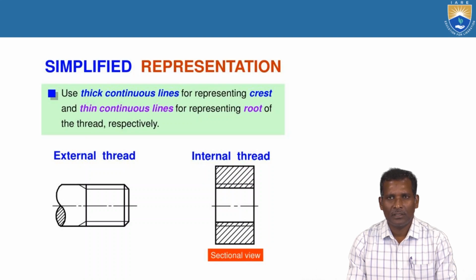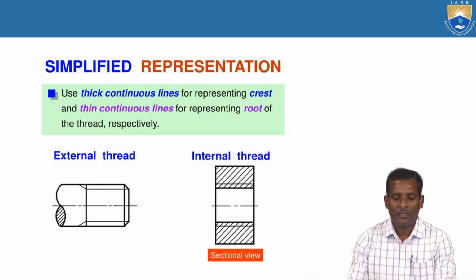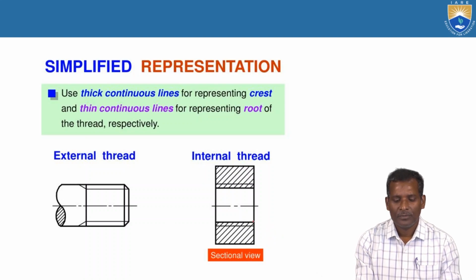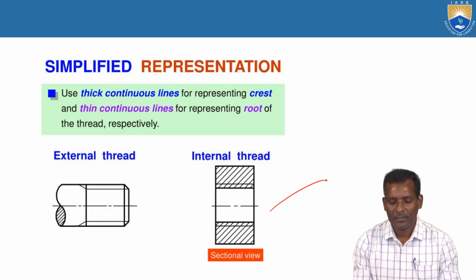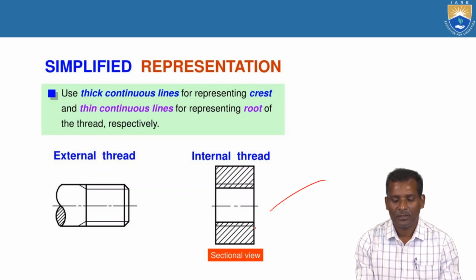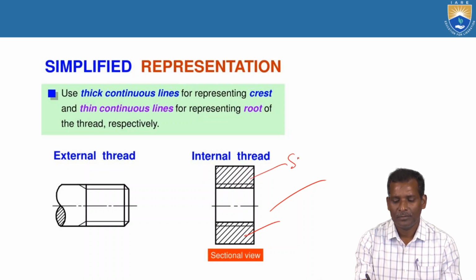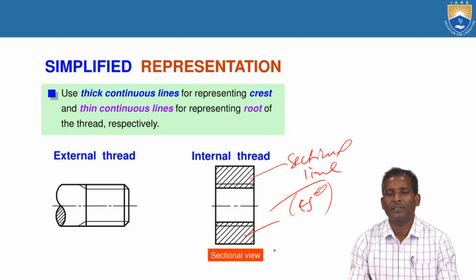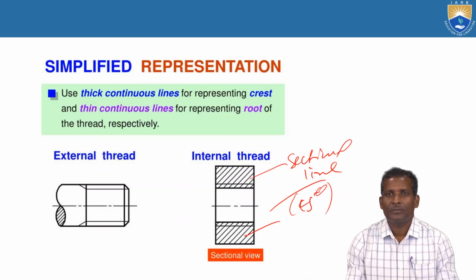In simplified representation, thick continuous lines are used for representing the crest, as already discussed, and thin continuous lines for the root. But in sectional views, how to represent the section? In the internal thread, the sectional view is shown. This is the section portion, with section lines, which are drawn at 45 degrees for representation.